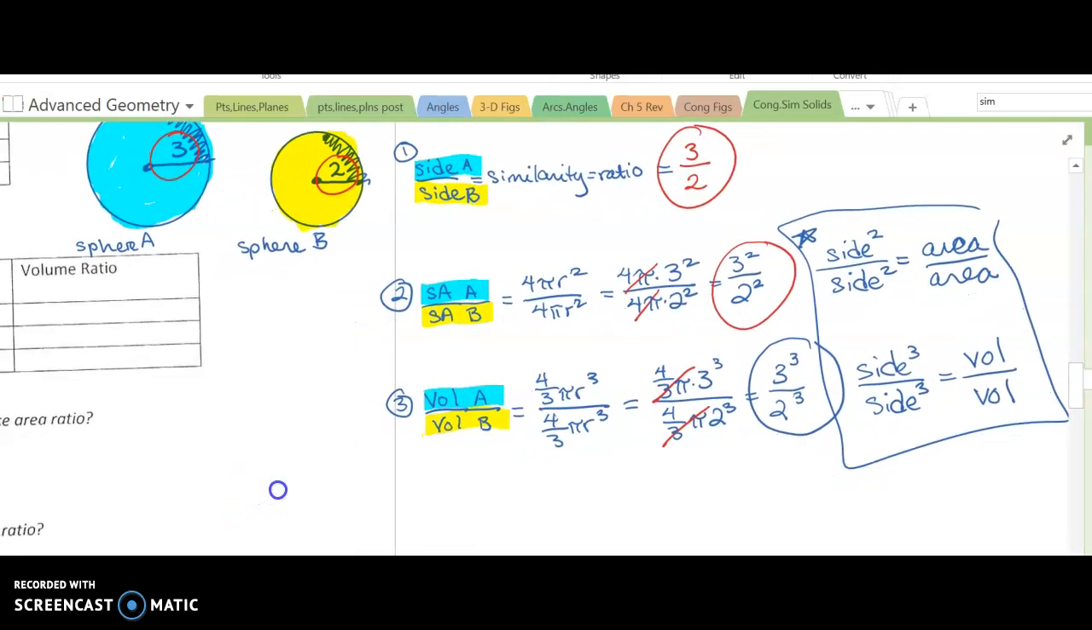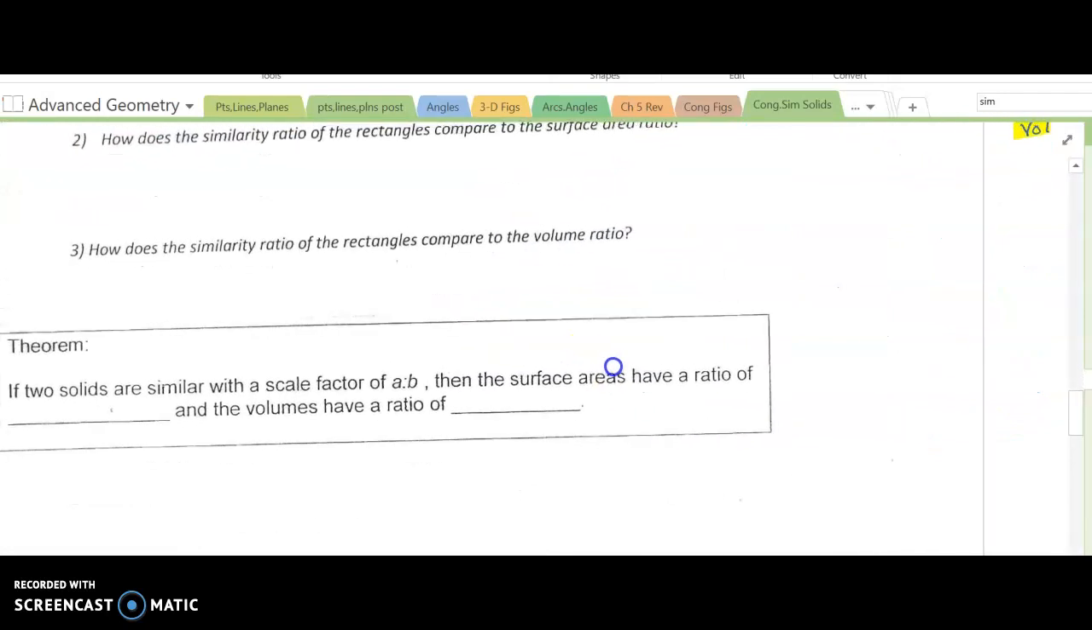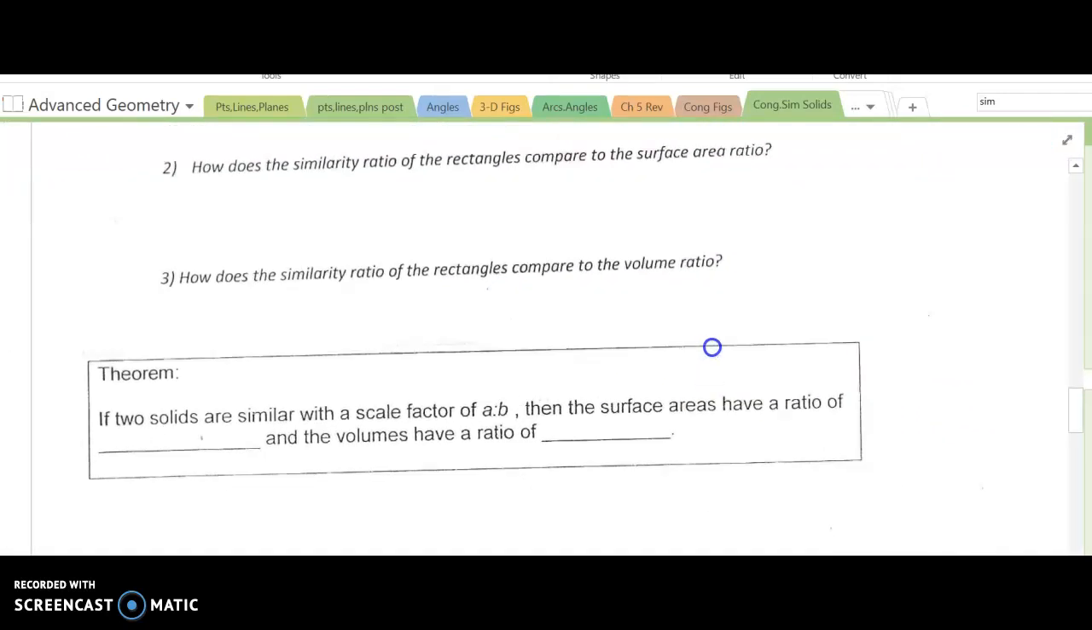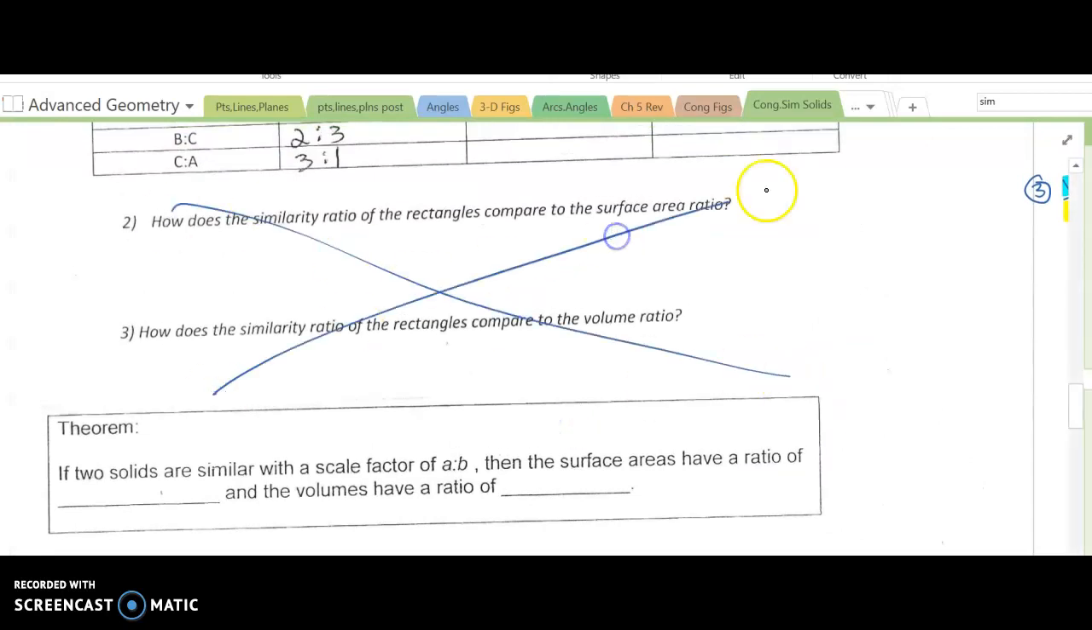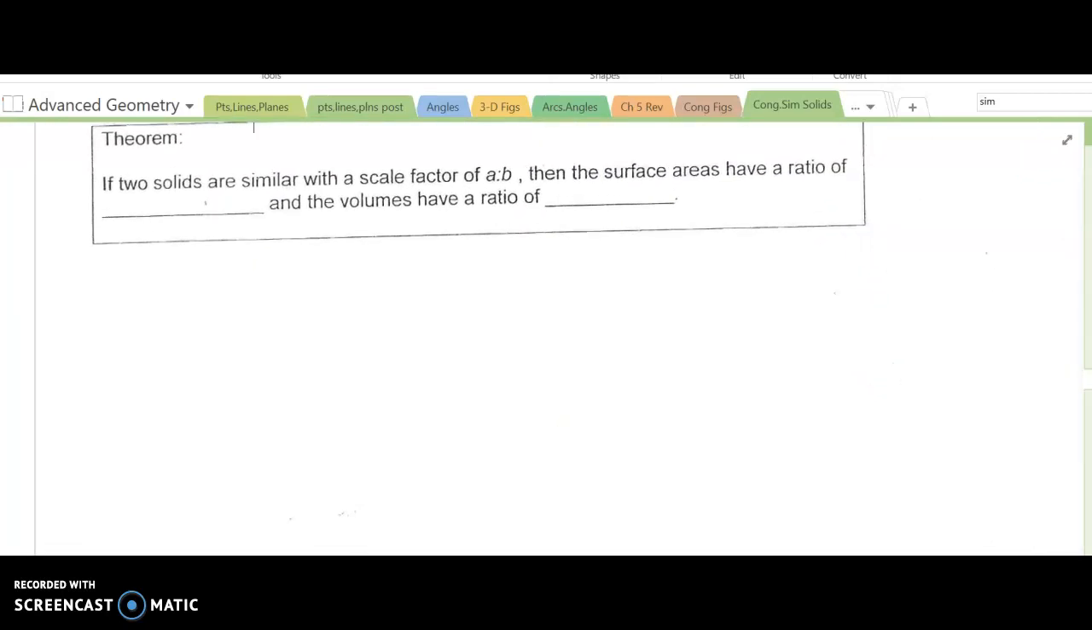All right, so let's go on down to our theorem. If two solids are similar with a scale factor of A to B, then their surface area, anything with area, is going to be A squared to B squared, and the volumes are going to have a ratio of A cubed to B cubed.